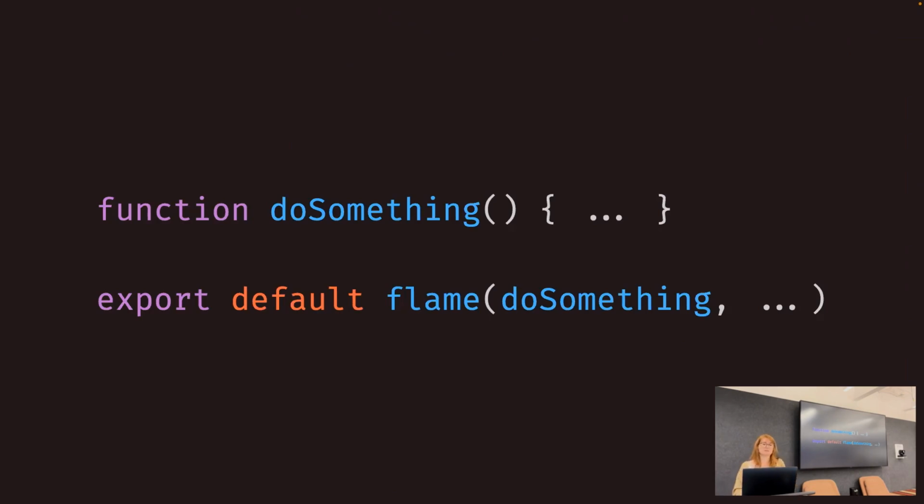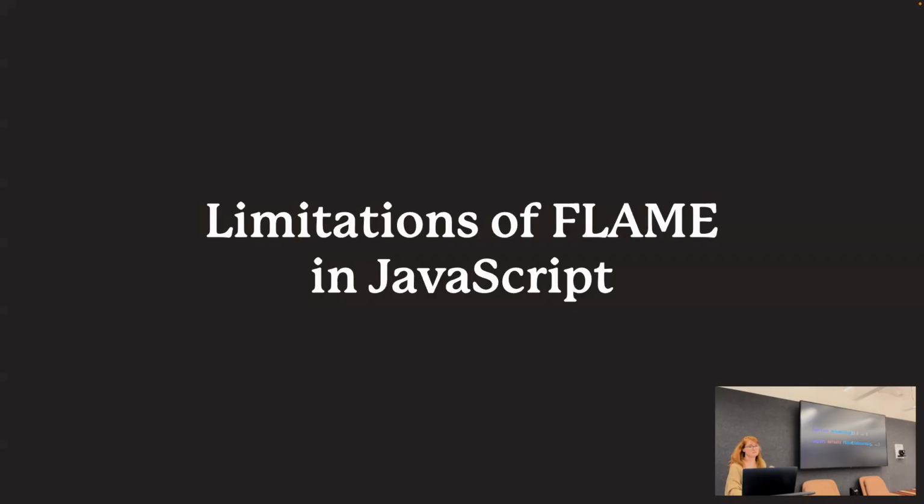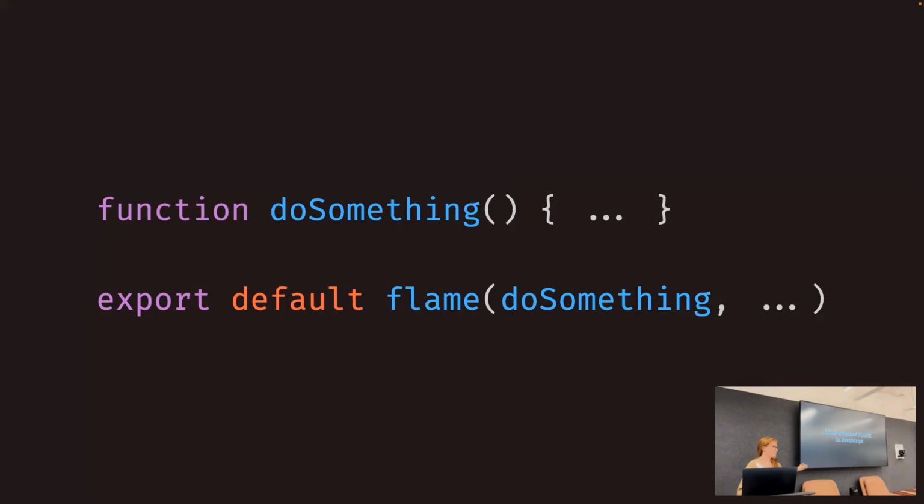Now, it's worth noting that this is not without limitations. So I want to call these out before we dive into the Remix stuff. So first of all, it's important to note that when you use a Flame call, it does need to be somewhere where it can be a default export in a file. It does need to live in its own file. Your actual function can live anywhere you want. It's kind of nice to have them in the same file, but it doesn't matter.